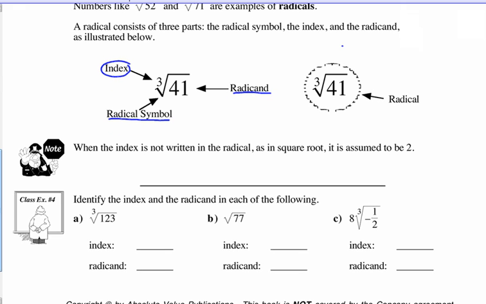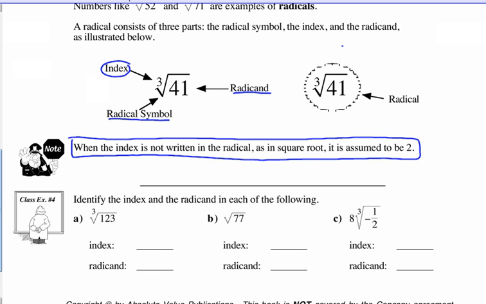The index is not written when it's a square root. It's assumed to be 2. So if we had the square root of 9, the index here is 2. It's an invisible 2. We don't actually write that little 2.